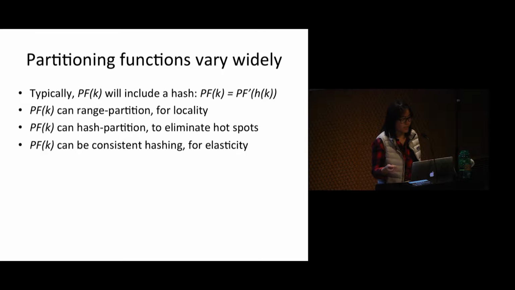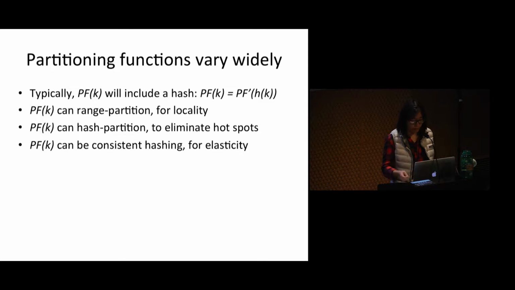The partitioning function can range partition, for example, for locality. It can hash partition, like I said, to get rid of any hotspots, so you have some sort of uniform distribution. It can also implement something like consistent hashing, and this is good for elasticity. But that's not really the point of any of these. The main takeaway is that all partitioning functions are computing on some fixed key. And the fact that this key is fixed is a really big problem.